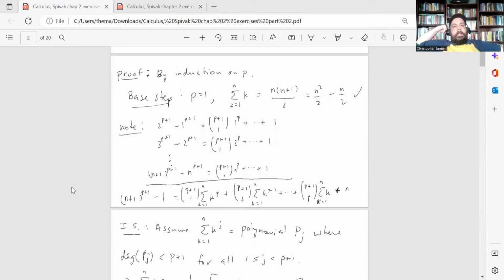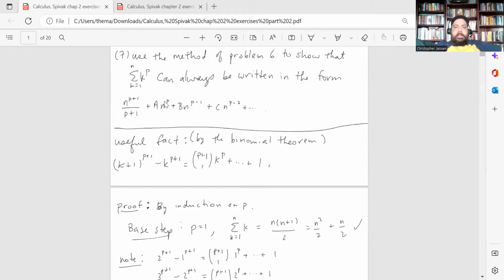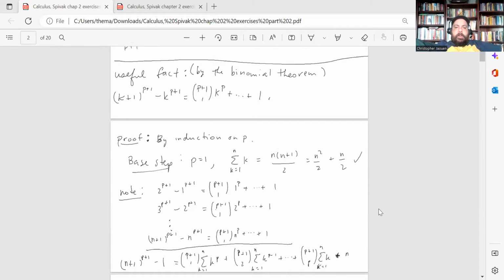If we induct on the power p, the base step is p equals 1. We already know that works, because one of the things we proved was this formula. I think we did that actually in the chapter itself. The sum of the first n natural numbers is given by this formula, n times n plus 1 over 2. If you distribute, you get n squared plus n over 2, which is the same thing as n squared over 2 plus n over 2. So the formula he has here is satisfied for the p equals 1 case.